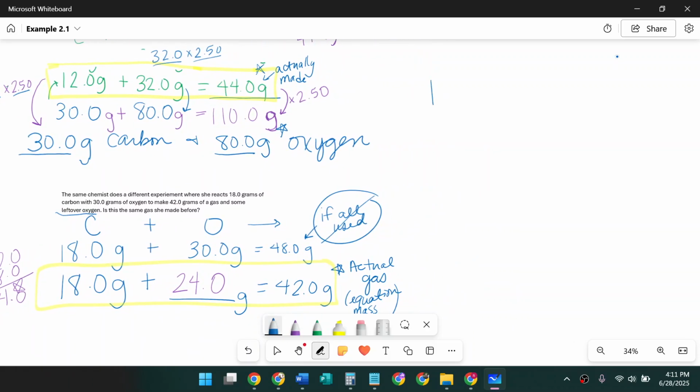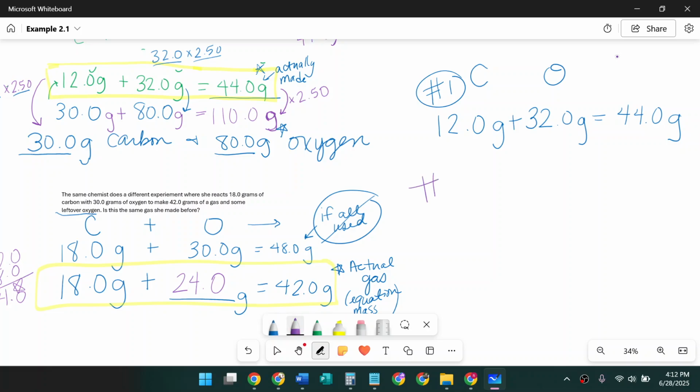So this is, I'm going to put number 1, and this is where we use 12 grams of carbon and 32 grams of oxygen, and we made 44 grams of some gas. And then in our second equation, again, we're adding carbon and oxygen, but this time we used 18 grams of carbon and we added 24 grams of oxygen, and that gave us 42 grams of our final gas.